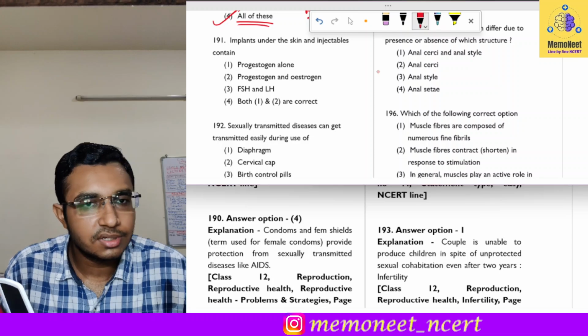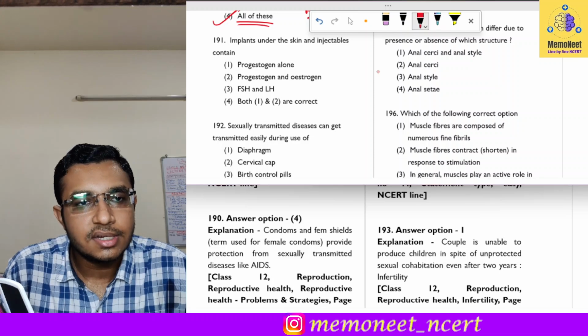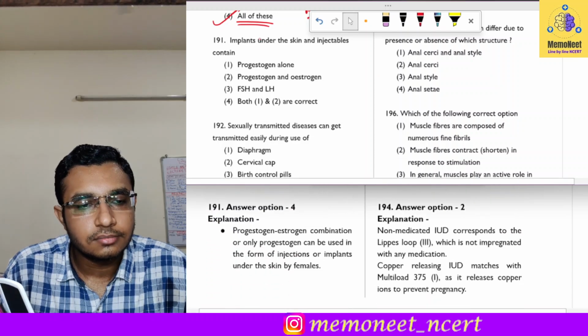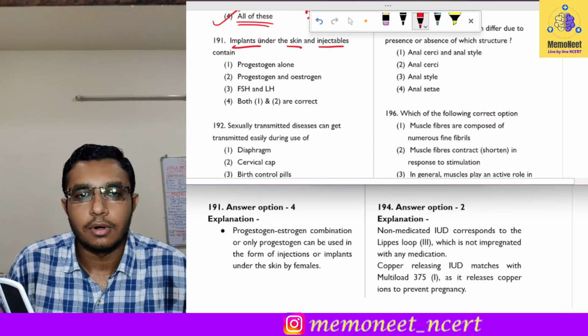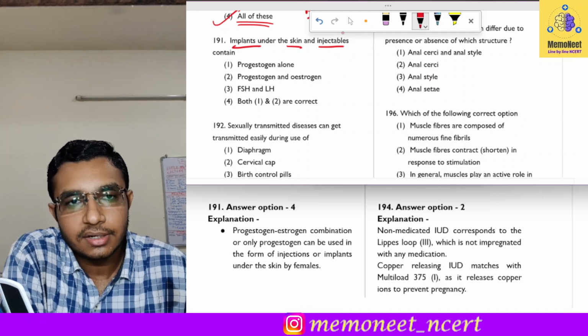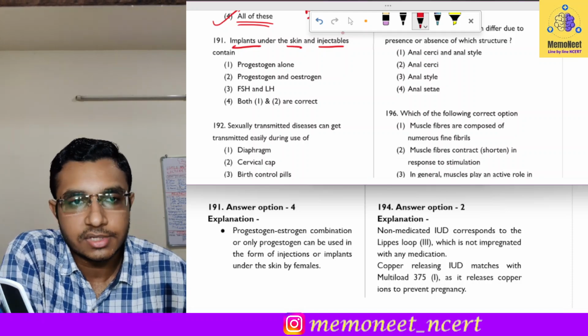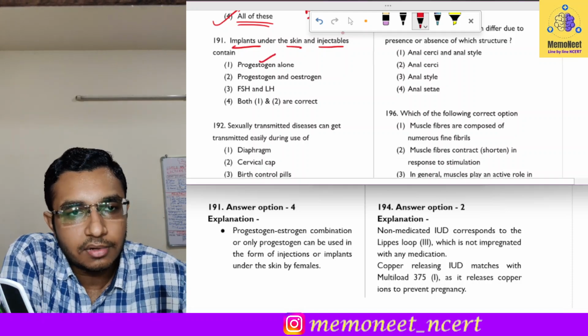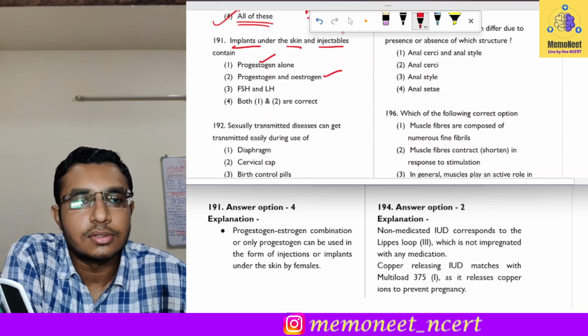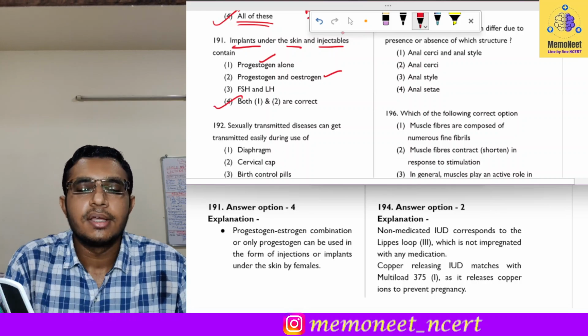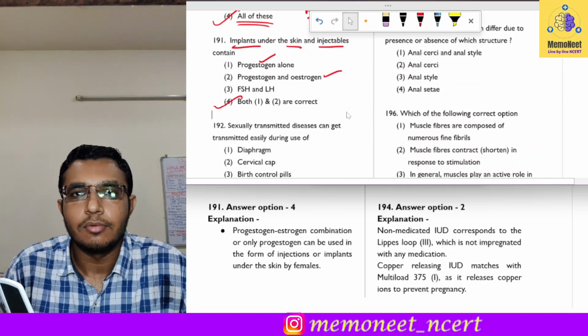The next question is question number 191. It states that the implants under the skin and the injectables contain what? Okay, so the implants under the skin, these are releasing the hormones, and this hormone can be either progesterone alone or a combination of progesterone and estrogen. So therefore both 1 and 2 are correct. So the correct answer of this question is option 4.